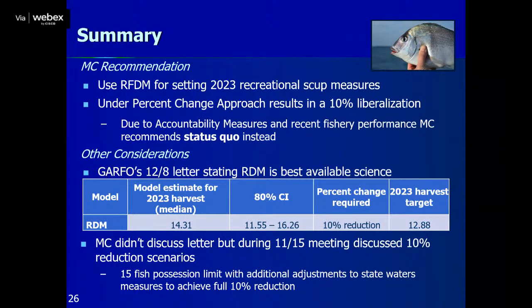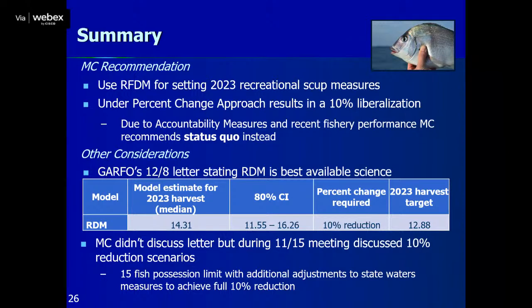So in summary, the monitoring committee recommended using, again, that recreational fleet dynamic model as the tool to help set 2023 recreational Scup measures. Because under the percent change approach that resulted in a 10% liberalization, the monitoring committee recommended maintaining status quo measures for Scup instead. However, given the contents of that second GARFO letter, the council should discuss potential use of the recreational demand model and what that would mean for 2023 Scup measures.